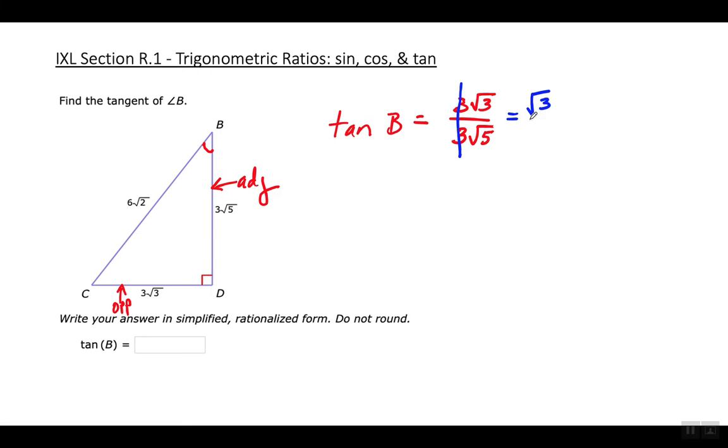Here's the issue. You cannot leave a radical sign in the denominator. You know how you've got to simplify all your answers? If you have a radical sign in the denominator, that answer is not considered simplified. You've got to get rid of the radical sign in the denominator. Let me show you how you get rid of it. It's the same for every problem.